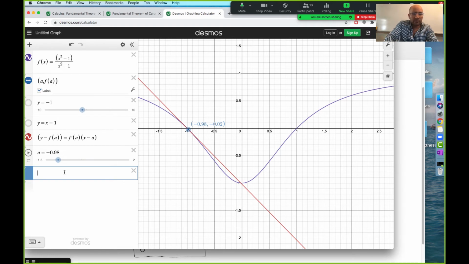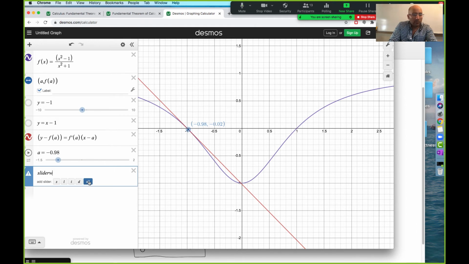Maybe we can type slider. Slider. Okay, weird. And then it gives you letters to try as sliders. So I don't know. If it doesn't automatically give it to you, I would type in slider and then put in the letter you want.